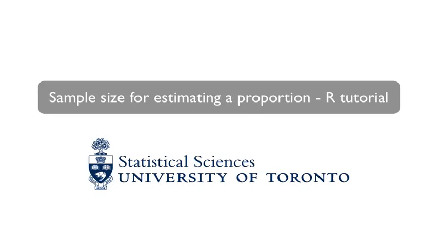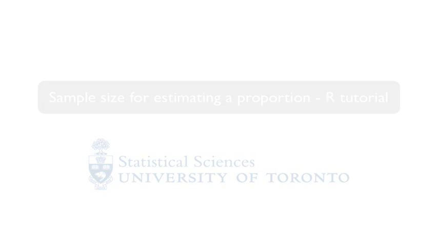Sample size for estimating a proportion, our tutorial. In Allison's lecture, you learned how to calculate the sample size required if you wish to create a confidence interval for a proportion for varying confidence levels and margins of error. In this tutorial, we will use R mostly as a calculator, but also to be able to find critical quantile values from the standard normal distribution.